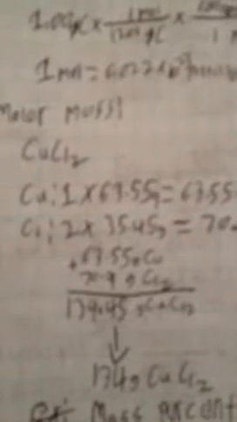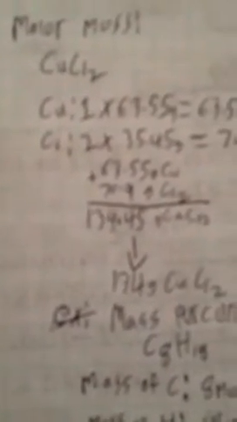Then next you have the chlorines. You have 2 chlorines. You're going to multiply 35.45 times 2. You're going to get 70.90. Watch for significant figures. But in these, you should always have 2 decimal places. Add those parts together. You're going to get 134.45 grams, round that to 3 significant figures. And you're going to get 134 grams of copper 2 chloride.